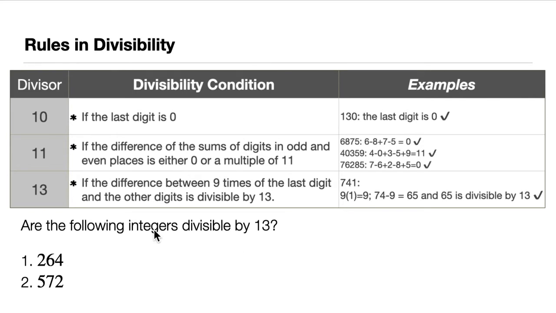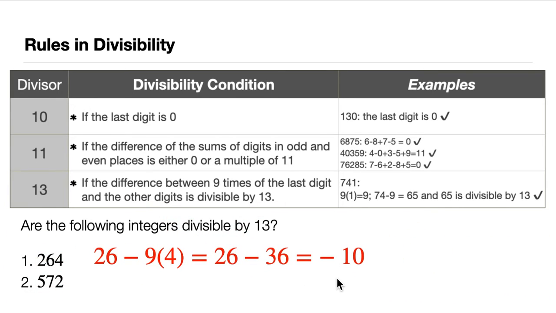Okay, so I think you have the answer already. Let's do this. Last digit times 9. 9 times 4 is 36. 26 minus 36 is minus 10. So this is a very far-fetched number compared to the ones we're looking for. So no, it's not. This number is not divisible by 13, in short.